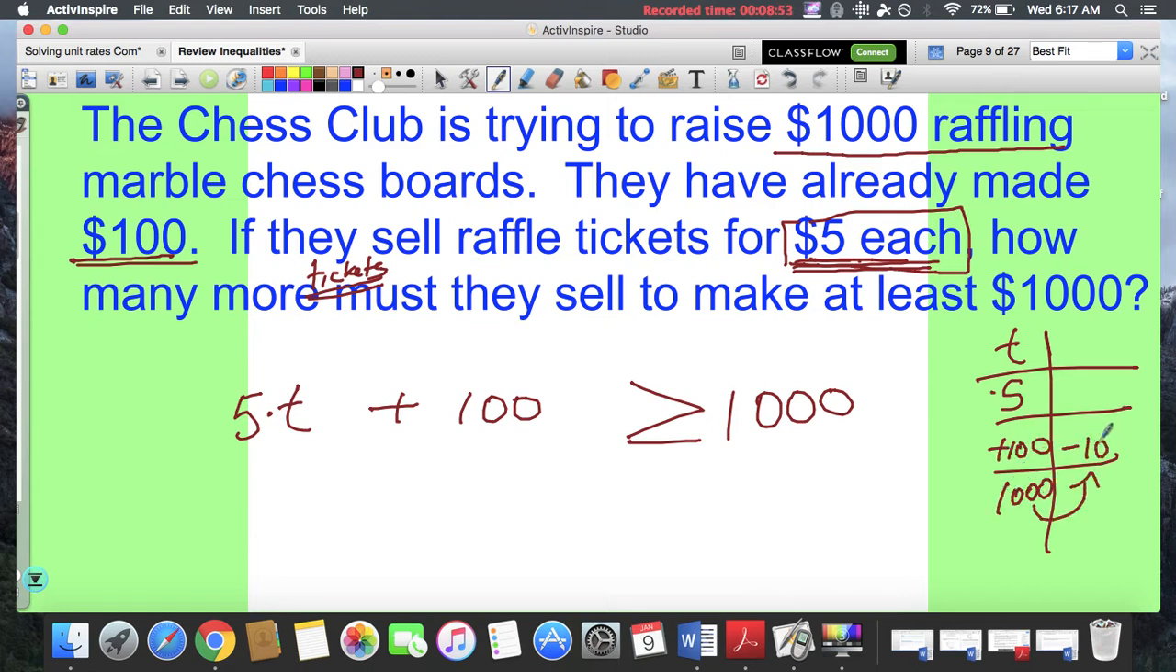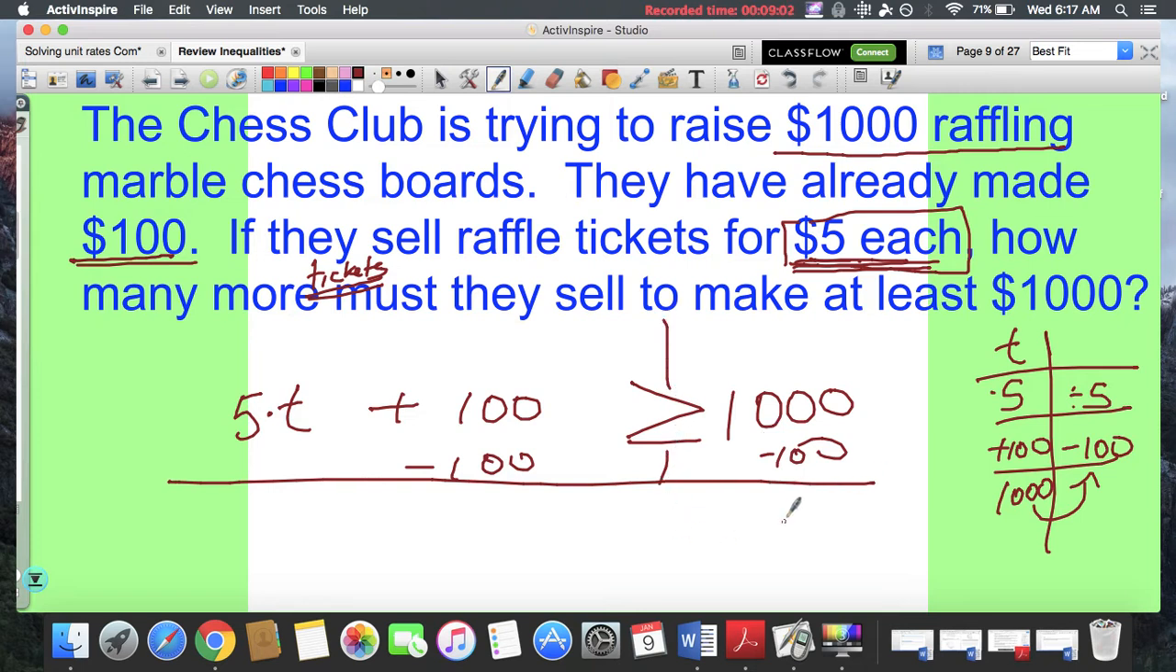Inverse operation first would be minus 100 and then divided by 5. Minus 100, minus 100. Please, you can draw that line in the middle. So 1,000 minus 100 is 900. This goes adios and 5T comes down. Greater or equal to 900. Divide by 5, divide by 5. And T is going to be 180. So you need to sell at least 180 tickets. Okay.